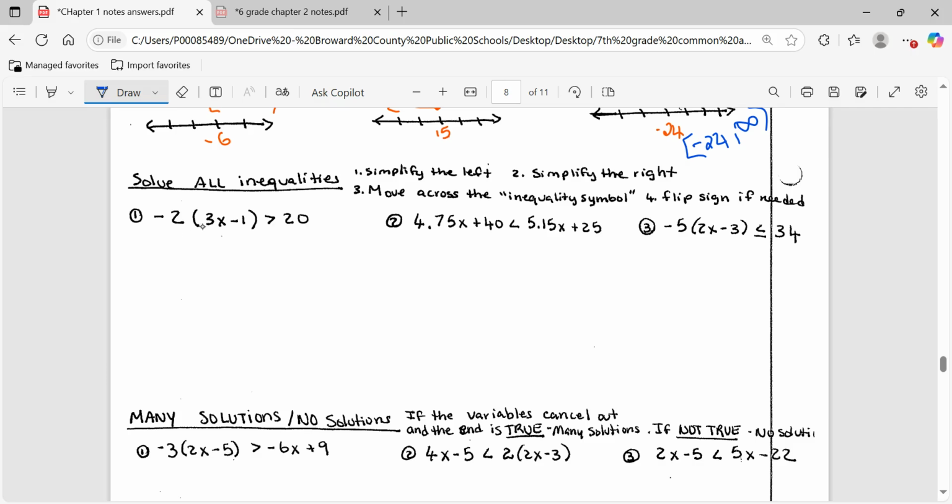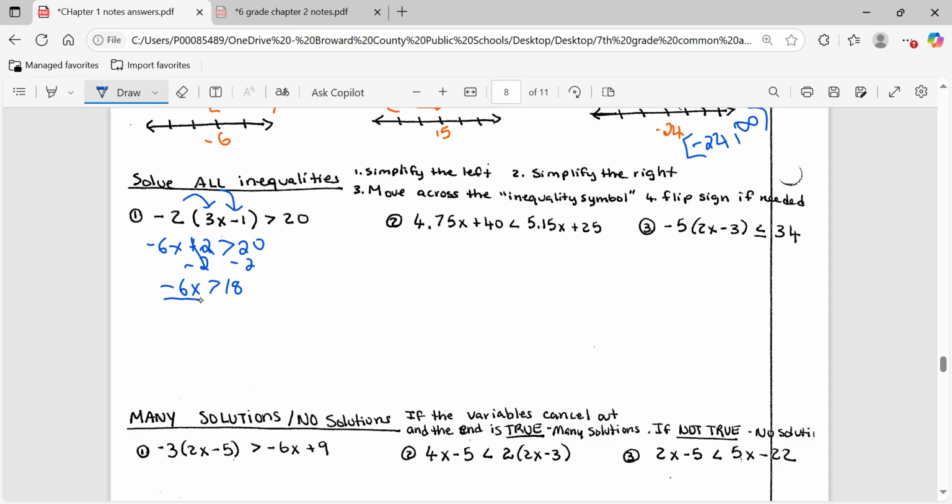So here we have -2 and there's a parentheses. Let's simplify the left. I get -6x plus 2, and that's greater than 20. Now it should look like a two-step equation. I'm going to subtract 2 on both sides, so that -6x is greater than 18. And then I'm going to solve for x, the last step.